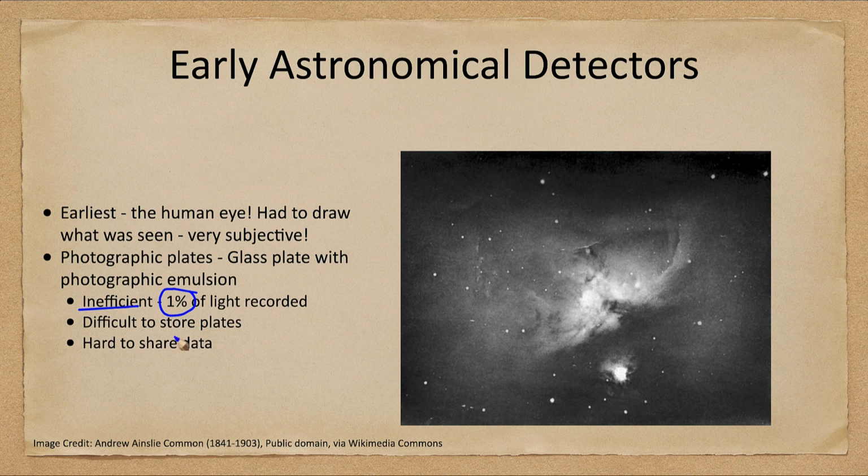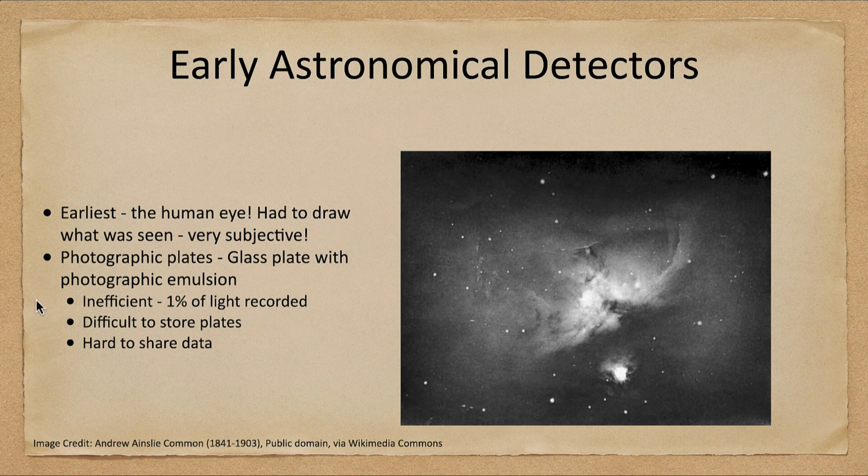They're difficult to store. Why are they difficult to store? Well, first of all, they're glass, so they have to be stored carefully. But because of the photographic emulsion on them, they would have to be stored in a very climate controlled area, specific temperatures and humidities. And of course, to share the data directly would be difficult. If you want someone else to see the plate, you either have to send them the plate carefully, or they have to come to your location where the plates are stored.